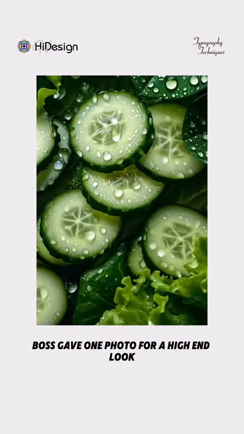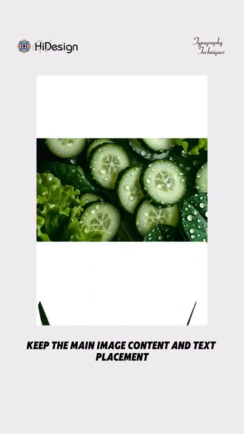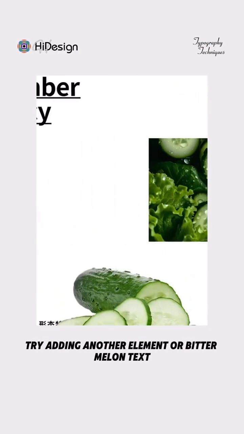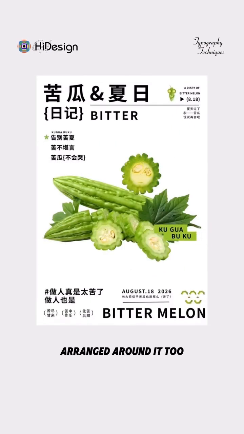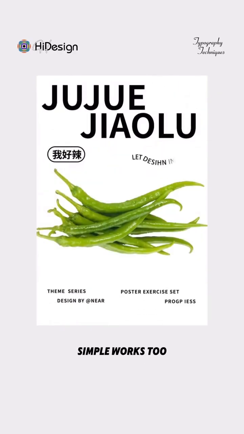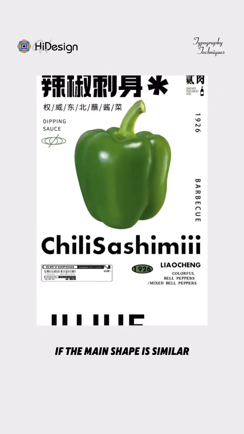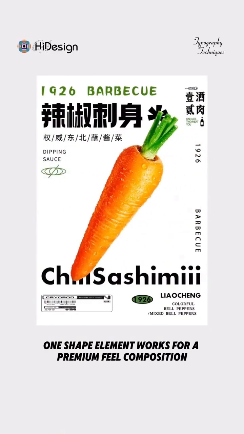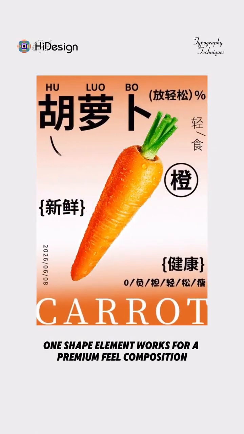The boss gave one photo. For a high-end look, keep the main image content and text placement. Try adding another element or bitter melon text arranged around it too. Use a background gradient for harmony, or drop complex tricks. Simple works too. If the main shape is similar, use surrounding composition, even when swapping. One shape element works for a premium feel composition.